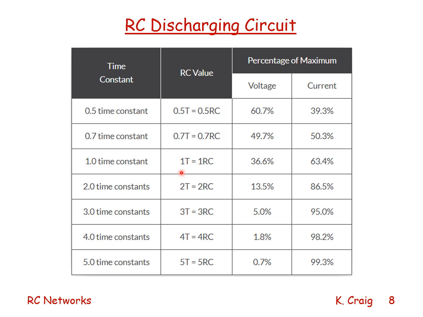So when t equals tau, tau is equal to R times C, I see that the voltage for the discharging circuit is 36.6% of the maximum value, and the current is 63.4% of the maximum value.